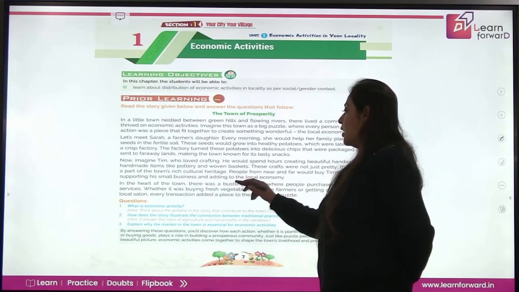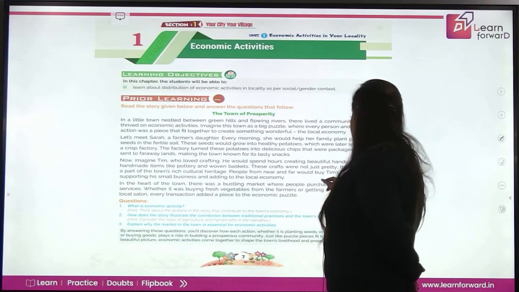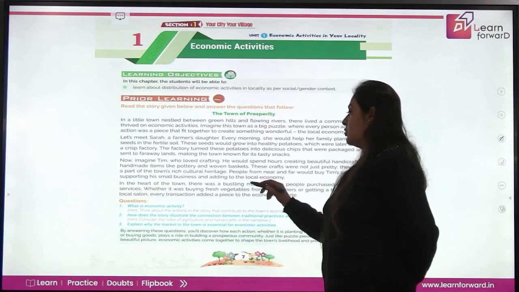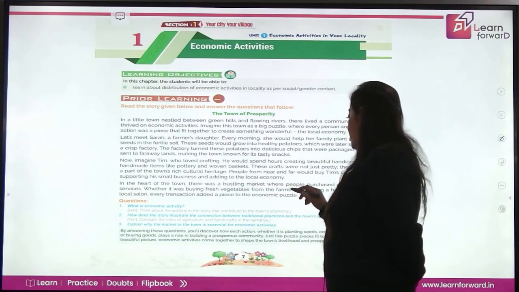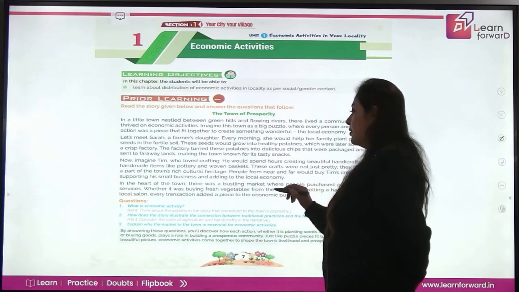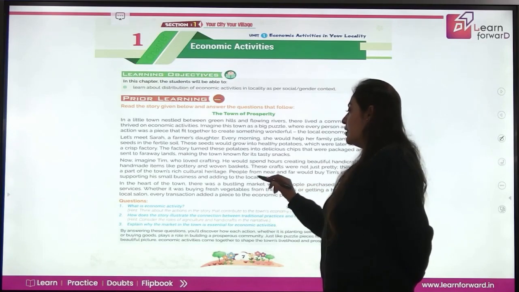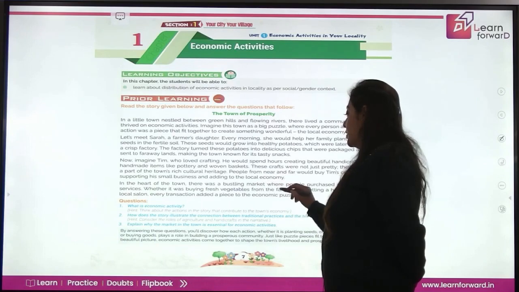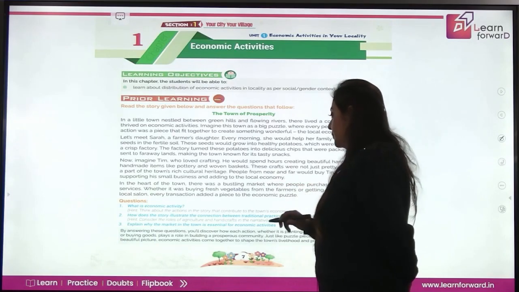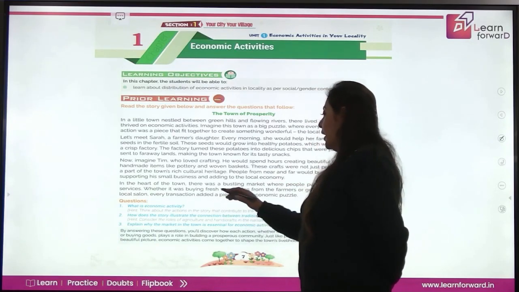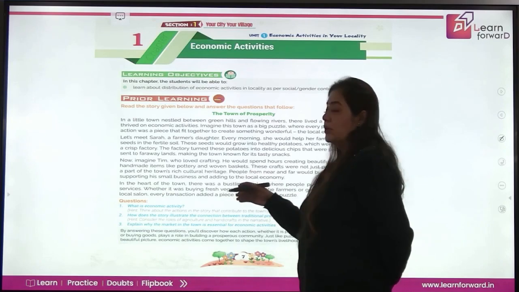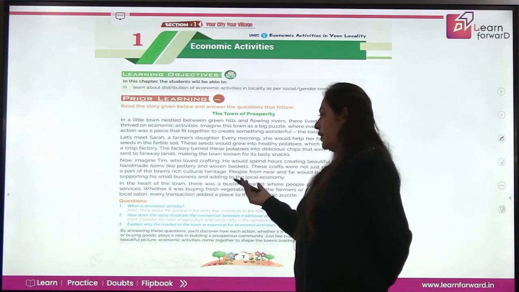In the heart of the town, there was a bustling market where people purchased goods and services, whether it was buying fresh vegetables from the farmers or getting a haircut at a local salon. Every transaction added a piece to the economic puzzle. Now, what is an economic activity? An activity that contributes to generation of income is an economic activity.